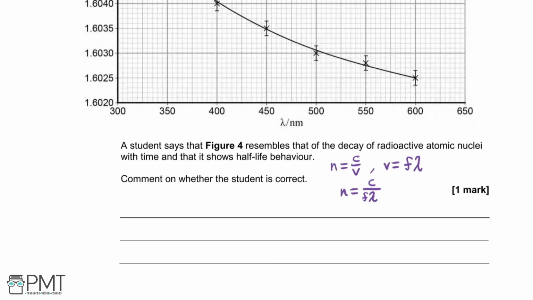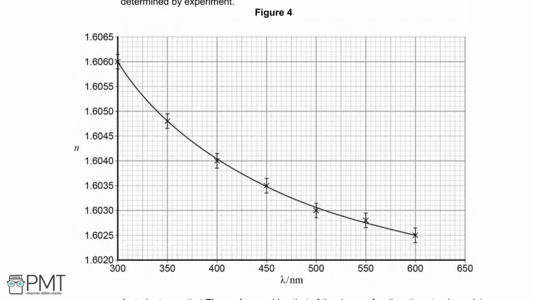So you can see there that actually the refractive index is inversely proportional to wavelength, which is why it has that shape of graph. That's not enough for this question though, because we're determining this experimentally. So the assumption is that we don't know those equations, that we don't have access to them. So let's look back at the graph.